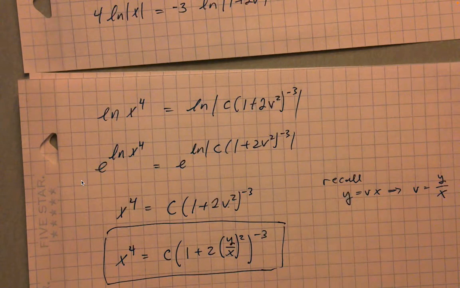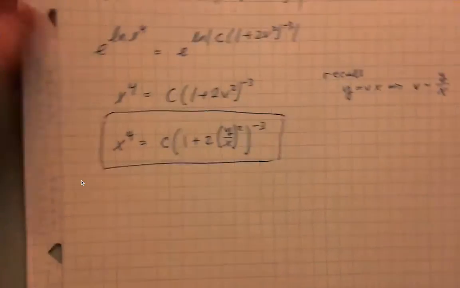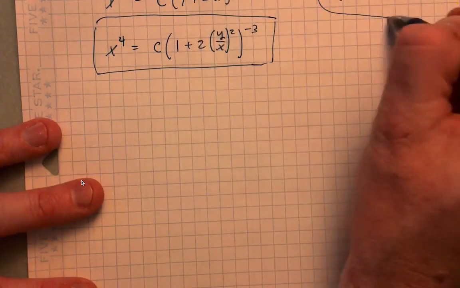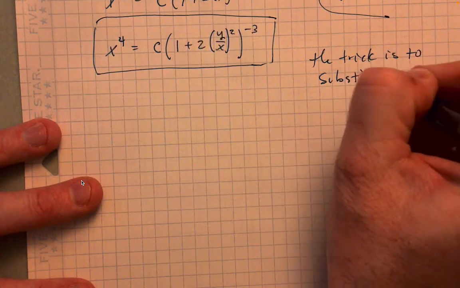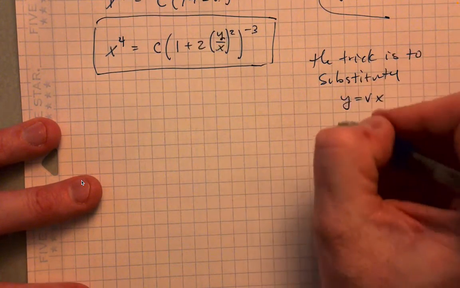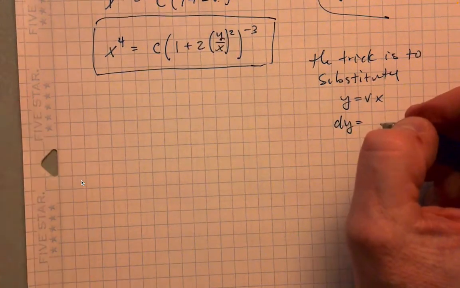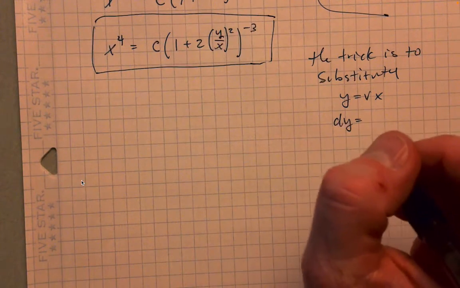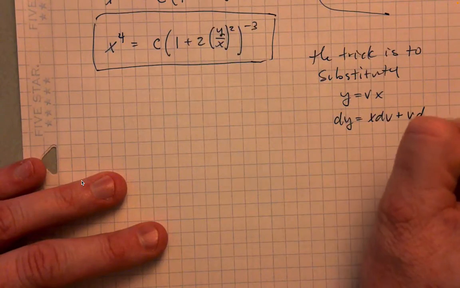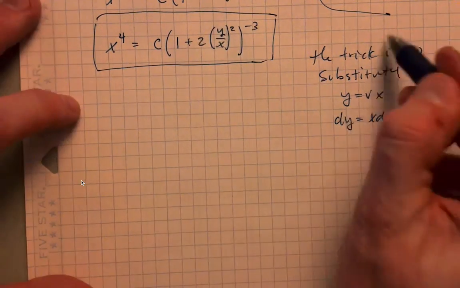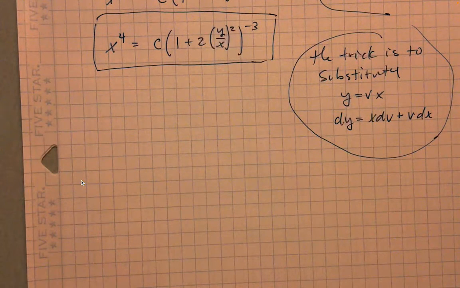Okay, so yeah, I know that was kind of a heavy one, but the trick is to substitute y equals vx and dy equals x dv plus v dx into the equation, and then separate with x and v, and then do the integration, and then plug everything back in. Okay, so let's see, we can do one more example.